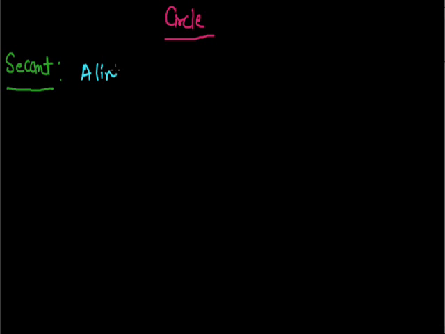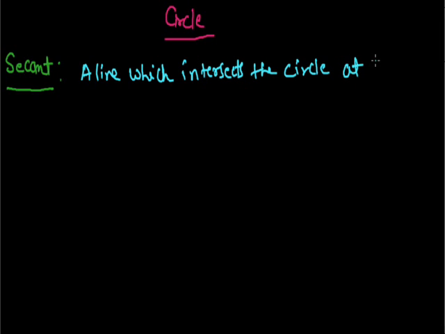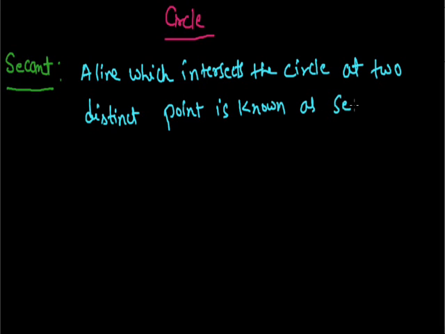A line which intersects the circle at exactly two distinct points is known as secant of circle. So a line which intersects the circle at two distinct points, this is known as secant of the circle.